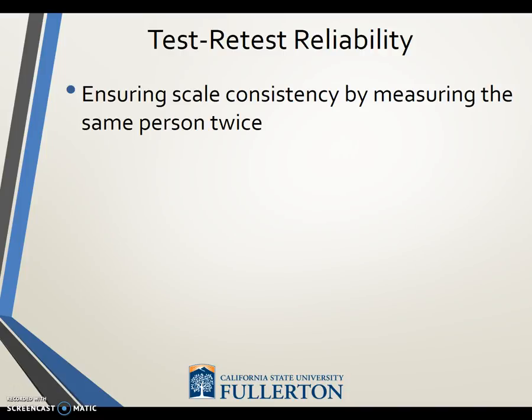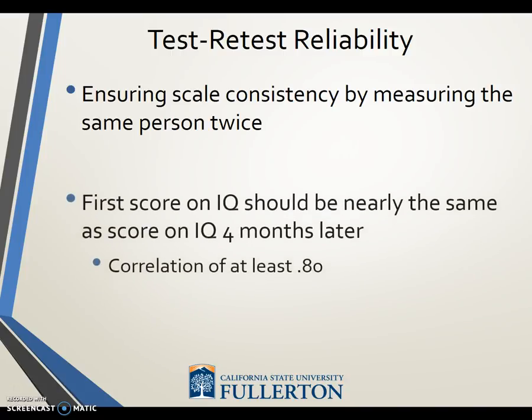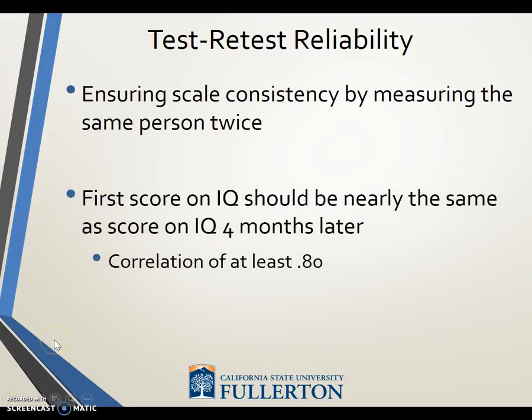Rather than calling it a pre-test and post-test, let's say we give them the test once, and then a few minutes later or a few days later, before they've done any kind of intervention, before anything would have changed, we give them the same test again. So an example is you take an IQ test. It should be nearly the same score about 4 months later.